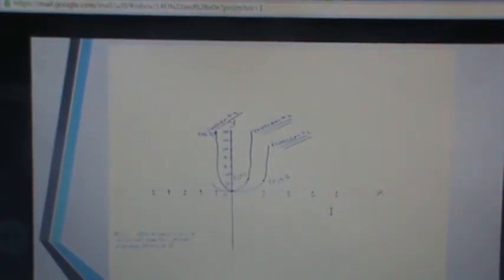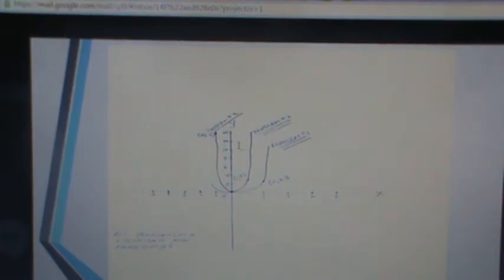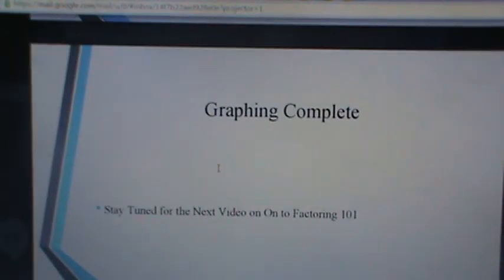This is what it looks like. Now, as you notice, we have problem number 1 graphed, problem number 2 also graphed, and problem number 3 graphed. It makes this U-shape. We call this U-shape a parabola. Now this is your graphing complete.